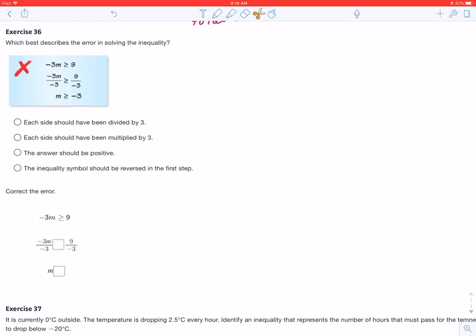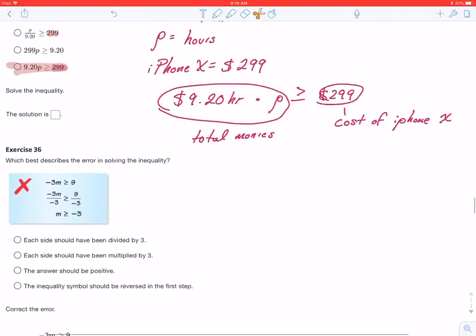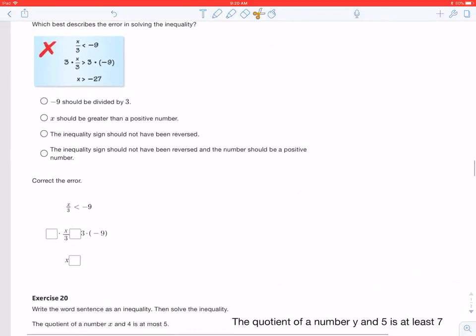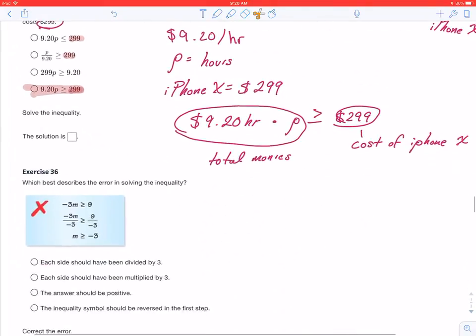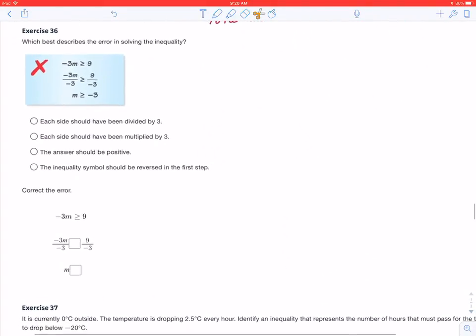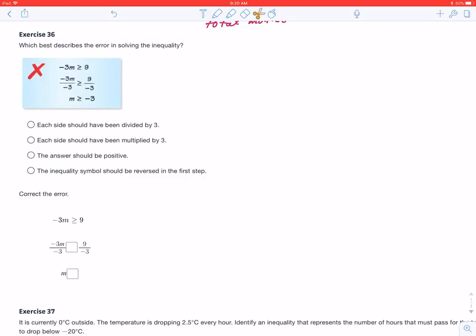Okay, exercise 36. Which describes the error in solving the inequality? I feel like we did one like this already. Oh, we did one at number 19. So 19 and 36 actually have similar numbers. But again, I'm going to let you solve this one out. The way that you're going to be able to solve it is you're going to do it yourself.